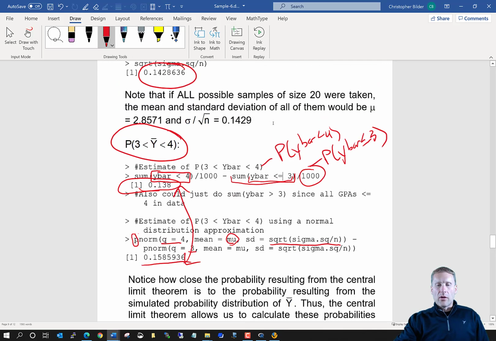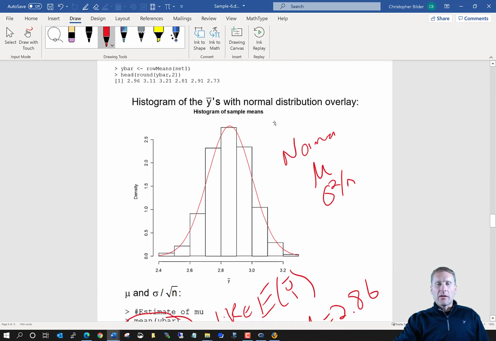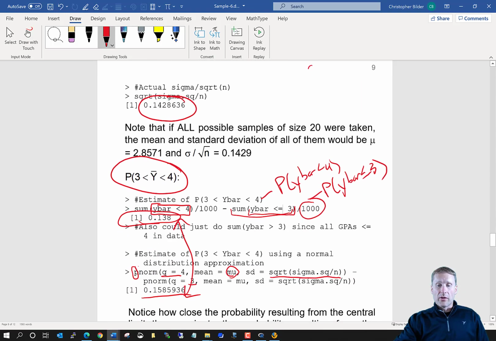Why is it so close? Well, again, take a look at the shape of the histogram. Take a look at the shape of the probability distribution plotted on it. They are very similar. That's why those probabilities are close.